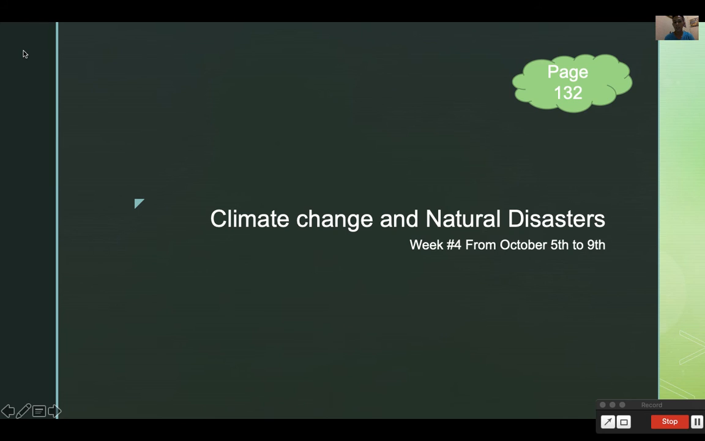Today's topic is climate change and natural disasters. You will find it on page 132. So please open your books on page 132.